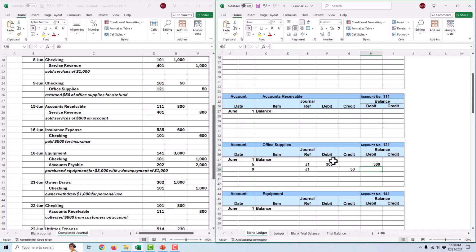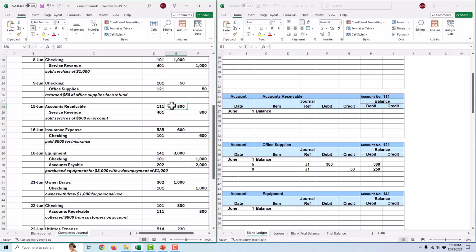It would be a credit to office supplies. The debit of $300 that was already there as a balance minus a $50 credit would give a $250 debit balance. Remember, debits and credits subtract from each other, and this makes sense. They bought $300 worth of office supplies and they returned $50 of that, so that leaves $250 of supplies remaining. Okay, let's go to the next one.